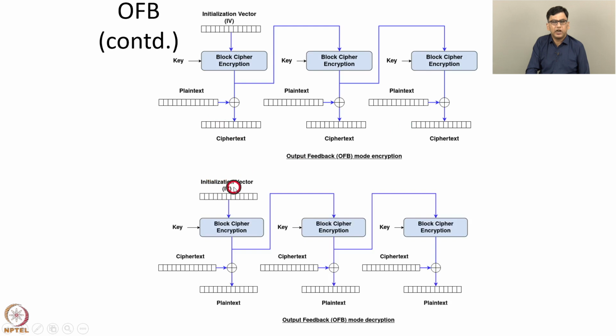Again, the same one-time pad is generated by starting from the initialization vector, encrypting it to get B1, then B1 is encrypted to get B2, B2 is encrypted to get B3, and so on. So here exactly the same one-time pad is generated as the one generated over here. So this one-time pad is B1, B2, B3, and so on, and the one-time pad is XORed bitwise with the ciphertext to recover the plaintext.